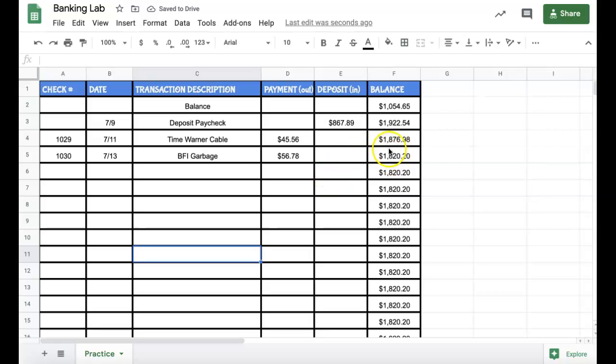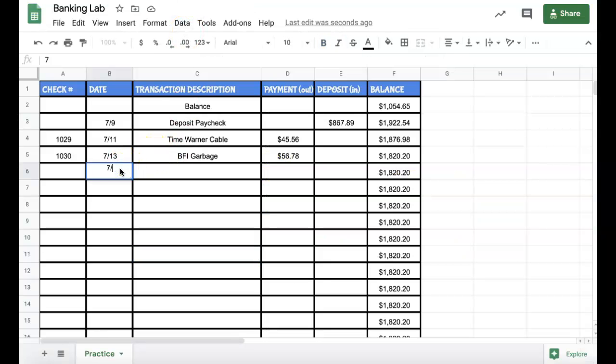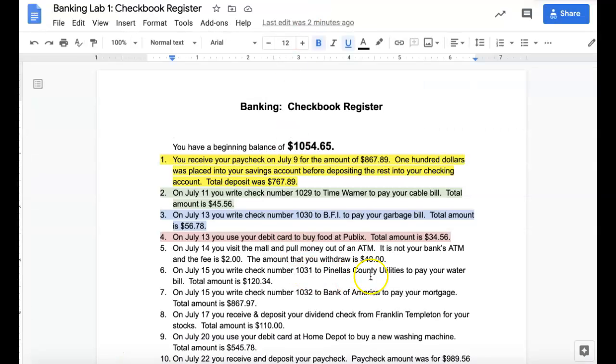And notice it went down a little bit more now. On July 13th, I swiped my debit card to buy food at Publix. If you've ever been down south, that's a supermarket. $34.56. On July 13th, I bought food at Publix for $34.56. And again, it's creeping down even more. More money is coming out of my account. Very much like a running total.